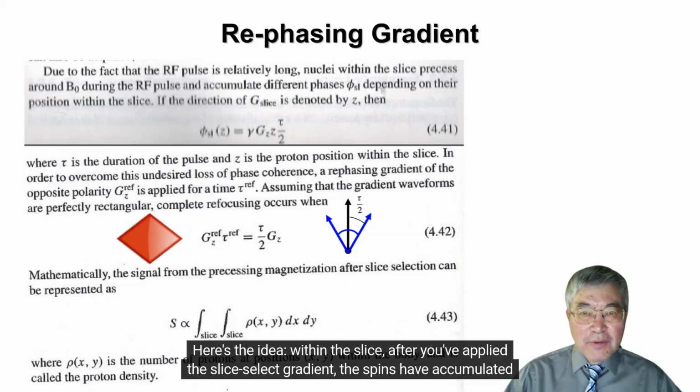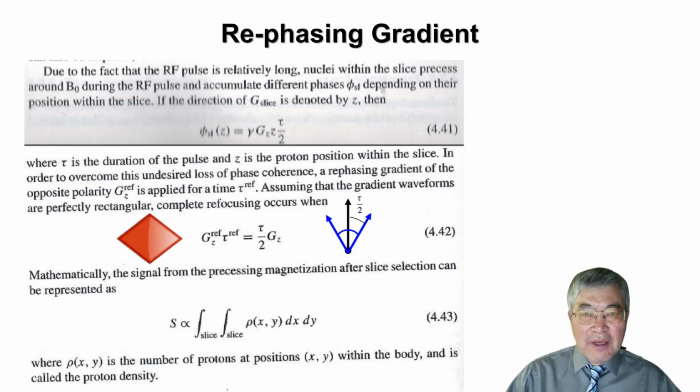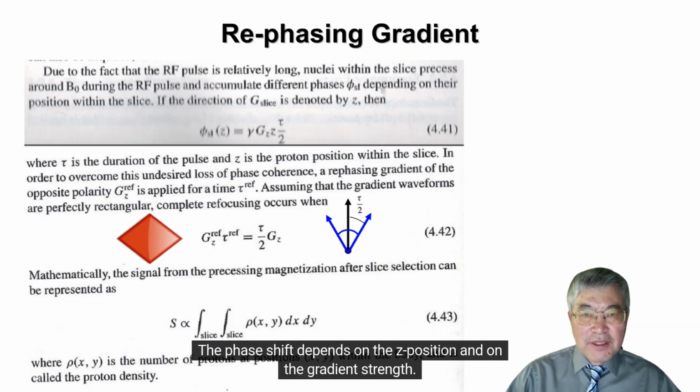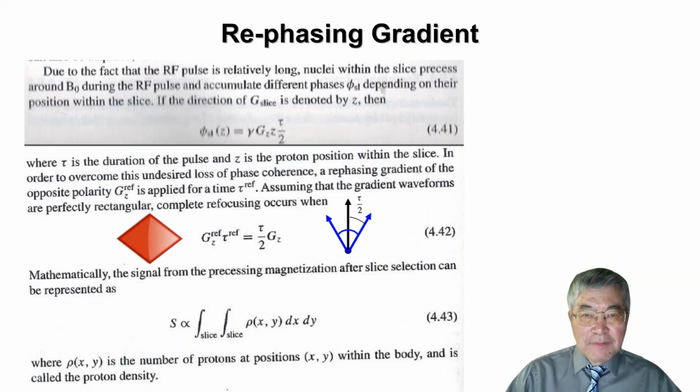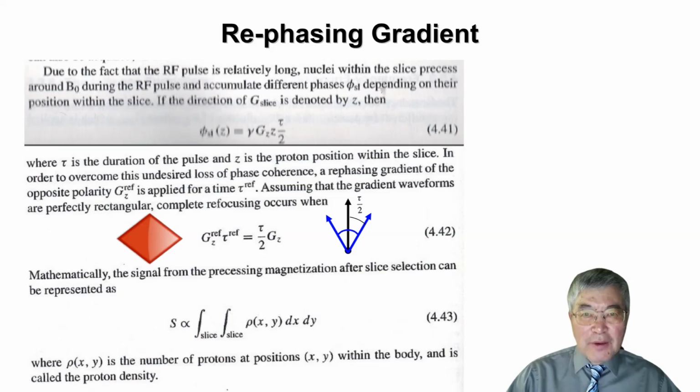Here's the idea. Within the slice, after you've applied the slice select gradient, the spins have accumulated different phases. That is described mathematically in your textbook by equation 4.41. The phase shift depends on the z position and on the gradient strength. But notice the formula includes tau over 2, not tau. Why is it tau divided by 2?